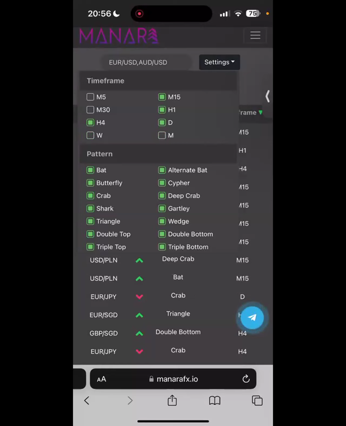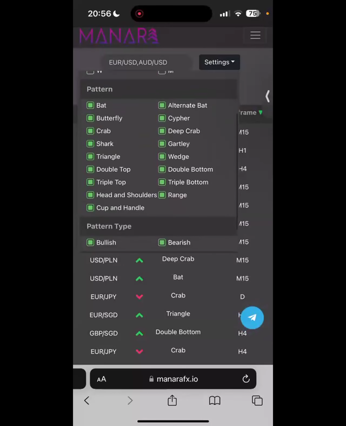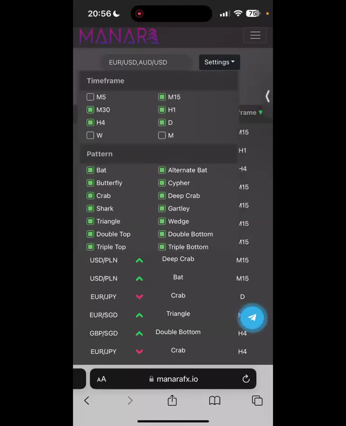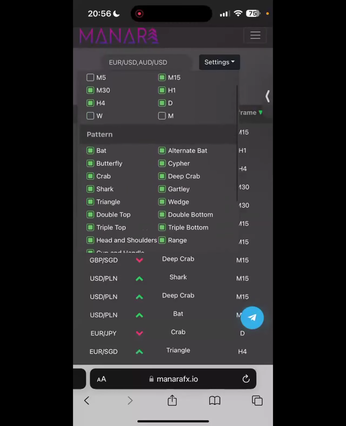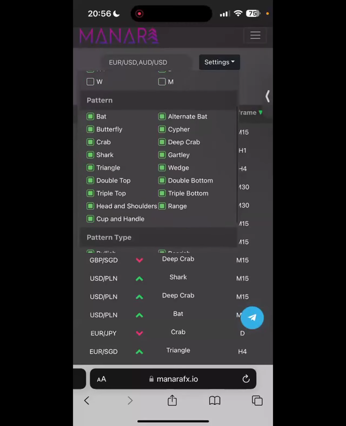I missed the security setting. Okay, we'll go back shortly. So just turn off everything and then leave Bat and Gartley. The same thing. Does not turn on the 30-minute time frame. That has to be turned on. Okay. Yeah. Please go ahead. Okay, so on pattern, turn off everything except Bat and Gartley.